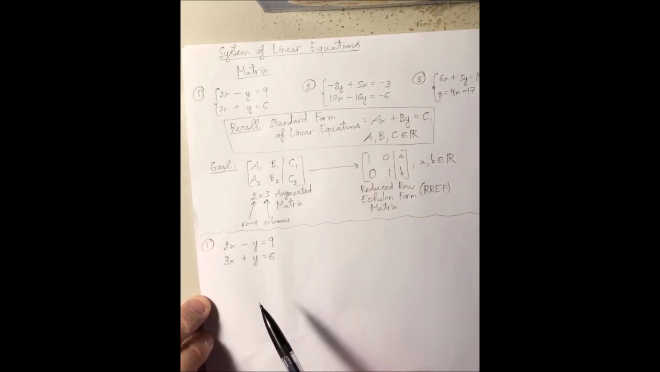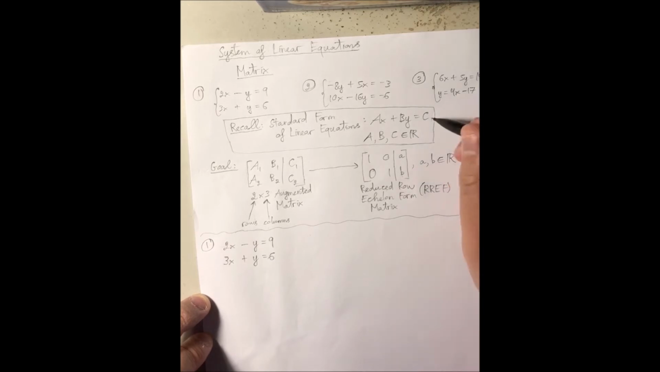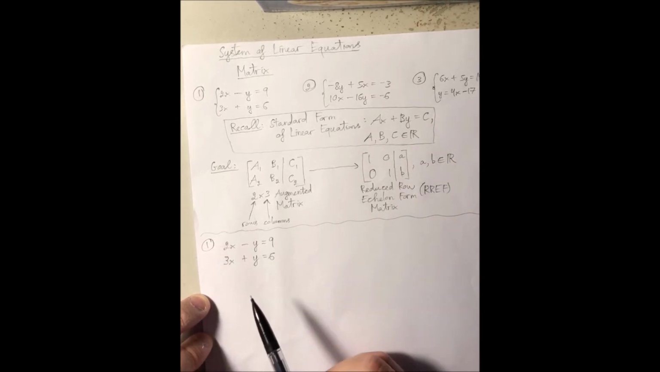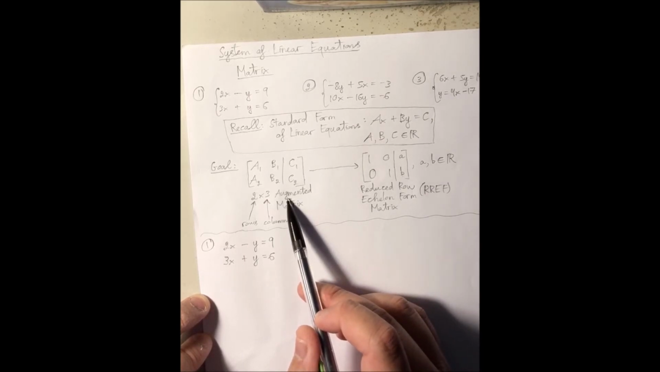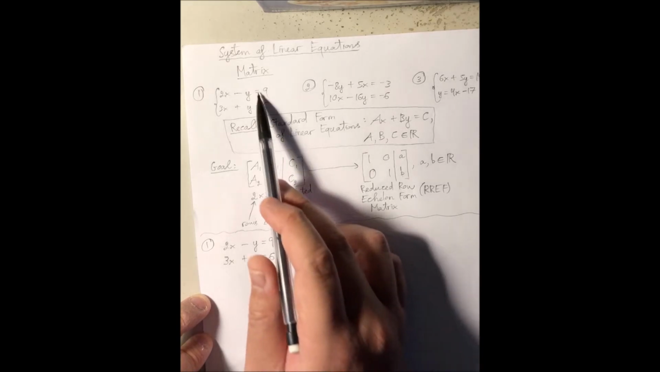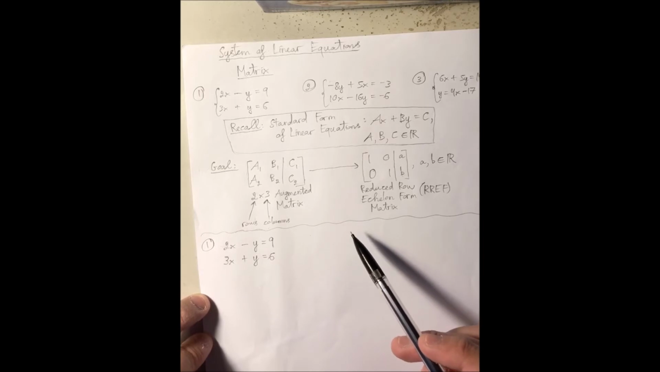To use the matrix method, you want to recall the standard form of linear equations, which is capital A times X plus capital B times Y equal capital C, where capital A, B, C are just any real numbers. So the goal is to come up with a 2 rows by 3 column augmented matrix that represents our given system of linear equations, and we want to reduce that matrix down to the reduced row echelon form, RREF matrix, with the same dimension, 2 rows by 3 columns.